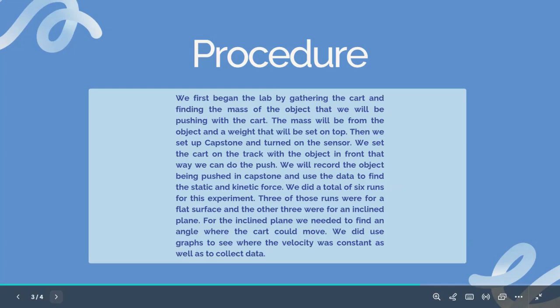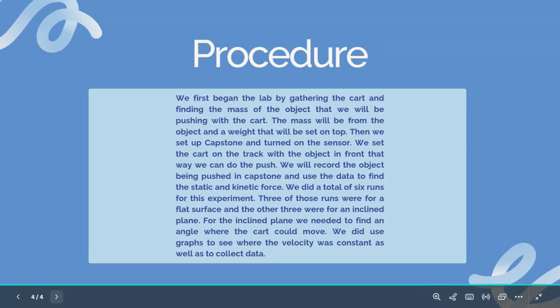We did a total of 6 runs for this experiment. 3 of those runs were for a flat surface and the other 3 were for an inclined plane. For the inclined plane, we needed to find an angle where the cart could move. We did use graphs to see where the velocity was constant and also to collect data.